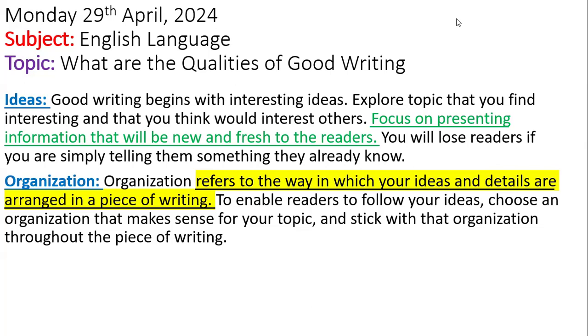Organization refers to the way in which your ideas and details are arranged in a piece of writing. To enable readers to follow your ideas, choose an organization that makes sense for your topic and stick with that organization throughout the piece of writing.